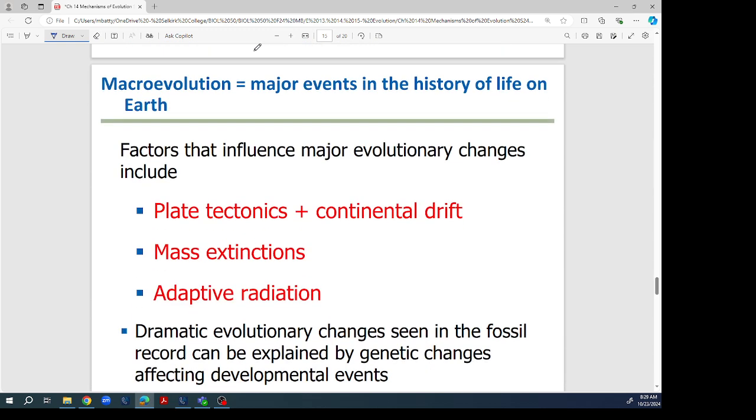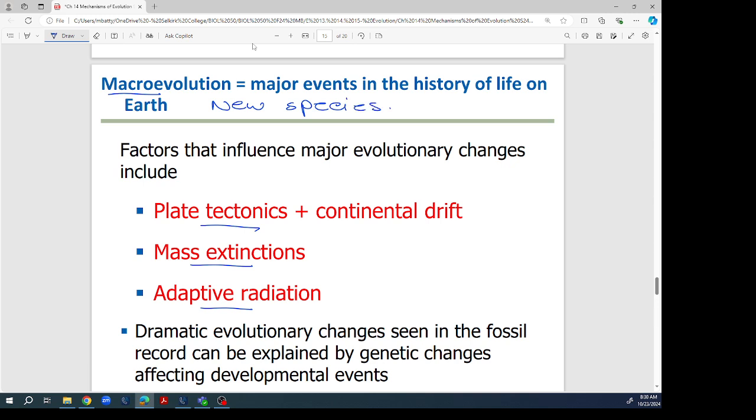So that's microevolution, a lot of natural selection going on in there. Macroevolution is going to make new species. These are the bigger things. The factors that influence those are plate tectonics and continental drift. At one time maybe the continents were all smacked together into one landmass, and they are constantly moving around the world. Then mass extinction events, and then adaptive radiation. We're going to talk about these three things when we talk about macroevolution and the making of new species.